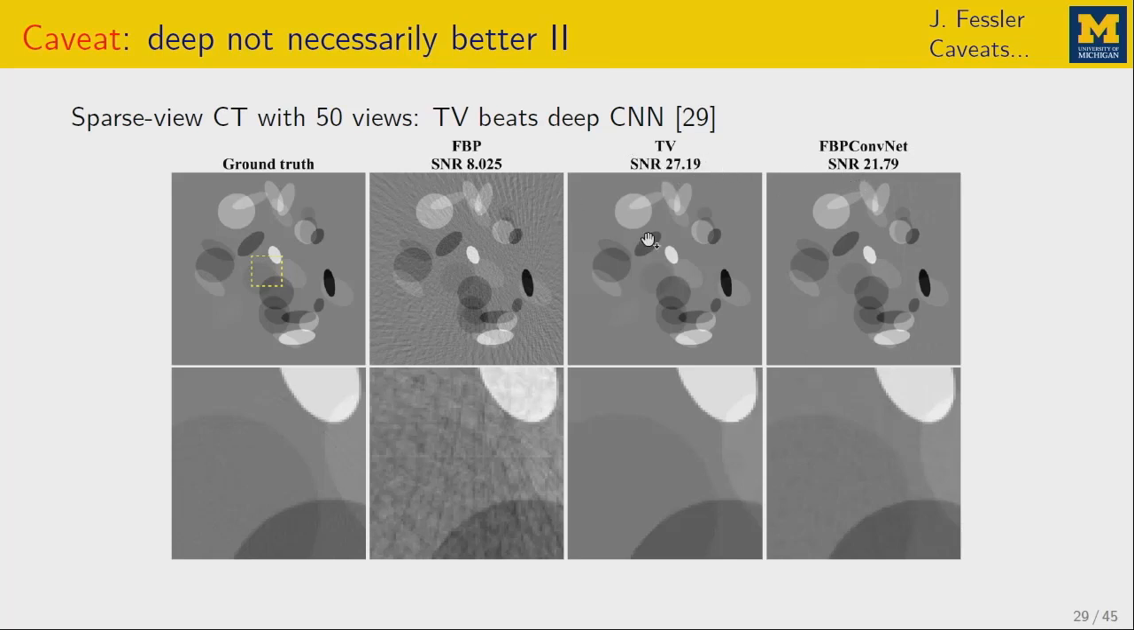Of course, this is an application where you'd expect total variation to work very well because these images are piecewise constant, and that fits the sort of model that goes with total variation very well. And when you zoom in here, you can really see the difference in image quality. So don't think of deep learning as a panacea that's the best option for all applications.